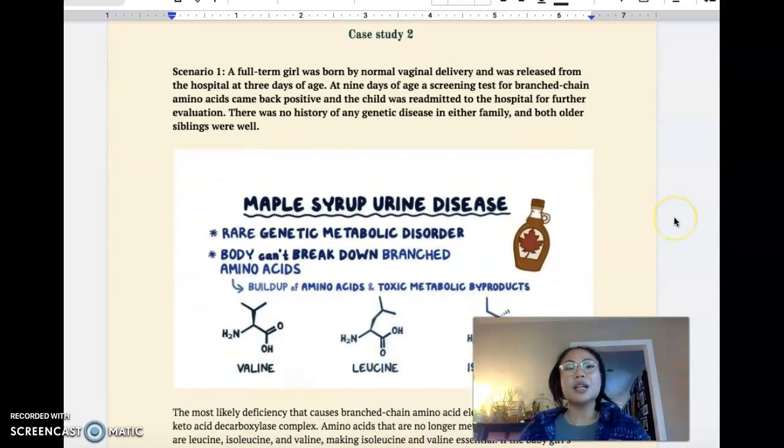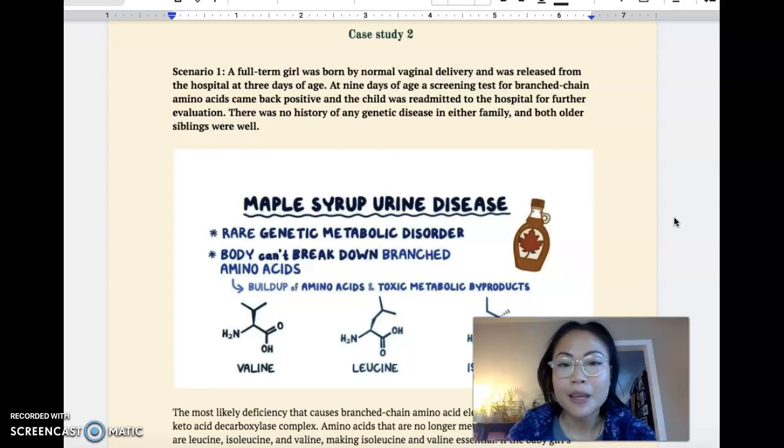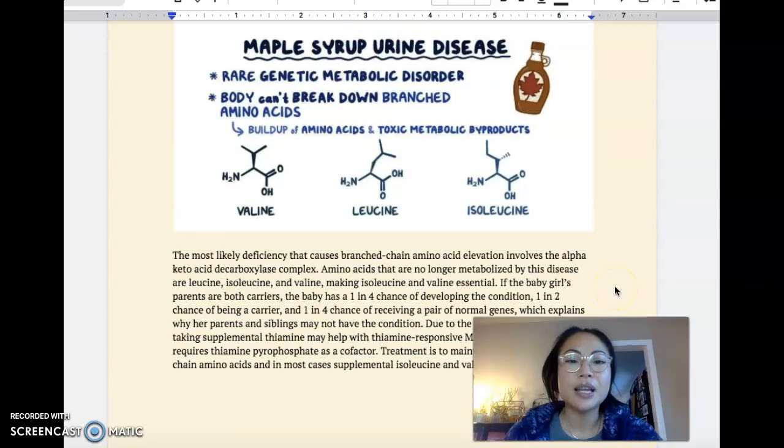Case study number 2. This girl was born by vaginal delivery, was released from the hospital at 3 days of age. At 9 days, a screening test for branched chain amino acids came back positive, and the child's readmitted for further evaluation. The family doesn't have any genetic disease, and both of her siblings were well. So anytime we see an increase in branched chain amino acids, we immediately jump to maple syrup urine disease. It is a rare genetic metabolic disorder where the body can't break down branched amino acids such as valine, leucine, and isoleucine.